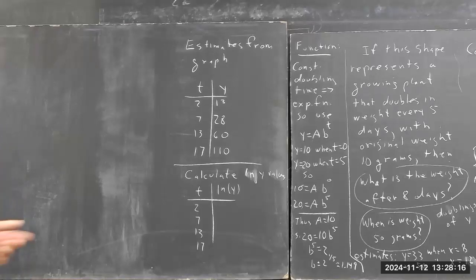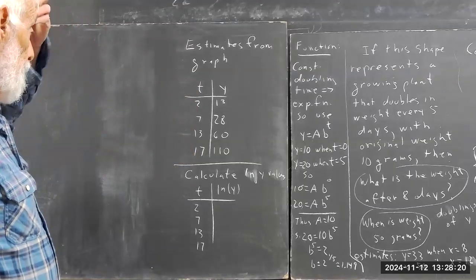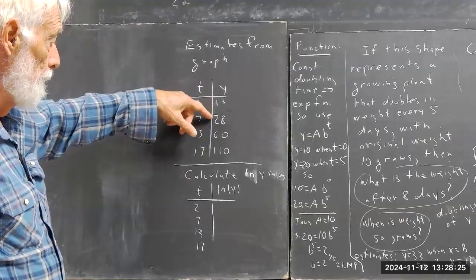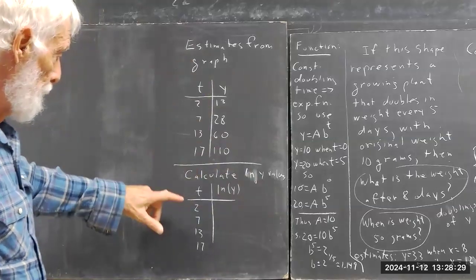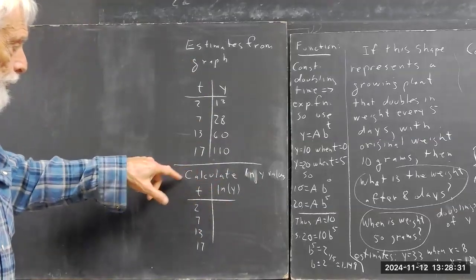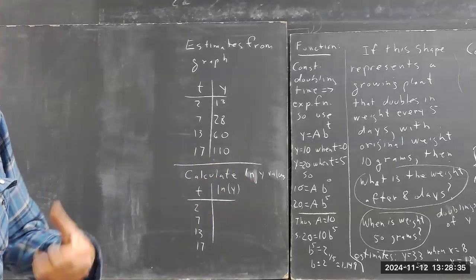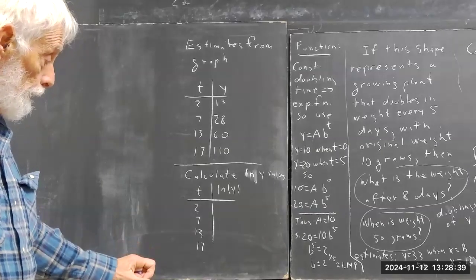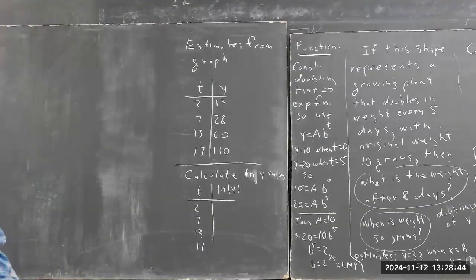Except for the t equals 17 value, people's estimates are very close to one another's. Taking typical estimates: 13, 28, 60, 110. Now, I don't know where this is going yet, but it's kind of neat. I'm going to calculate the natural log of the y values. You've got a natural log key or button on your calculator, so you ought to be able to pretty quickly get these values.